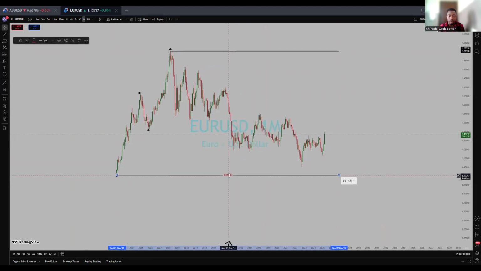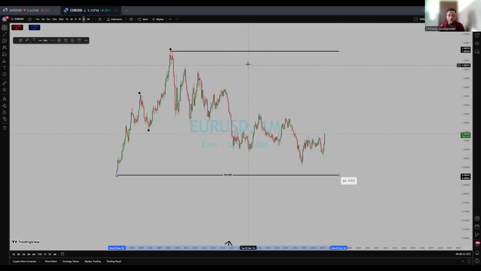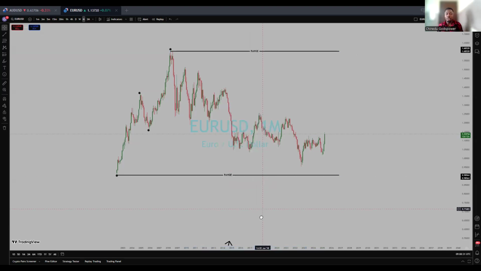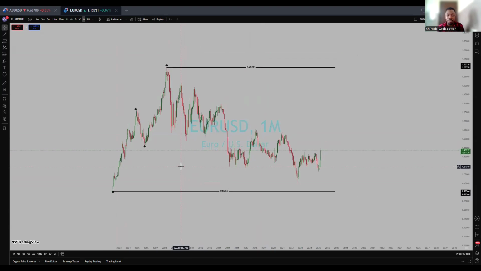Okay. Change this color to black. You want to mark our range. Right here too, you want to write out range. So now you know the market is ranging from this swing high to this swing low, right? This is the major structure in the market.